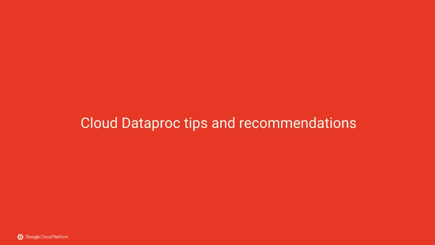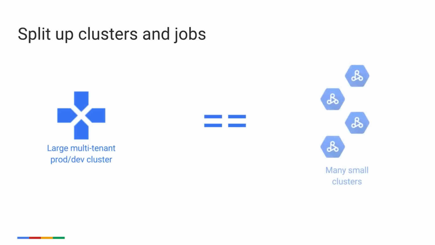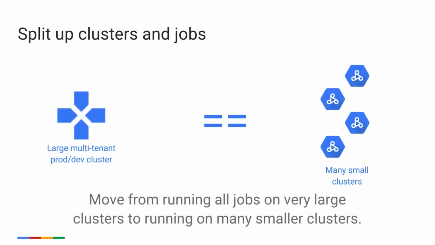So if you decide to use Cloud Dataproc, there's a few tips and recommendations that we want to share with you to help you most effectively and powerfully use Google Cloud Dataproc. So the first, splitting up jobs into multiple clusters. As an artifact of how many people often run the Spark and Hadoop ecosystem, you often see large multi-tenant clusters running on-premise where people are sharing resources and all jobs are running on one or just a few large clusters. Well, with Cloud Dataproc, you can split things up a bit, and we usually encourage you to do so.